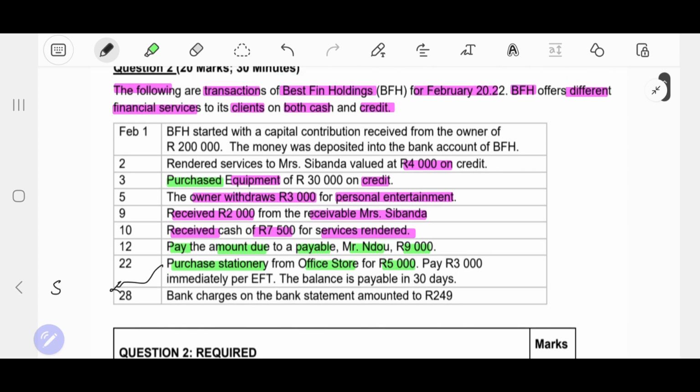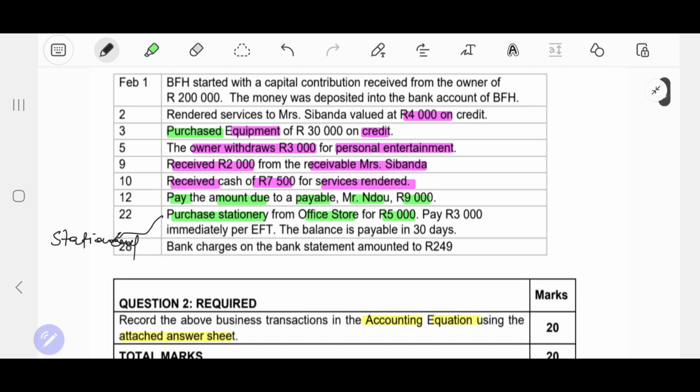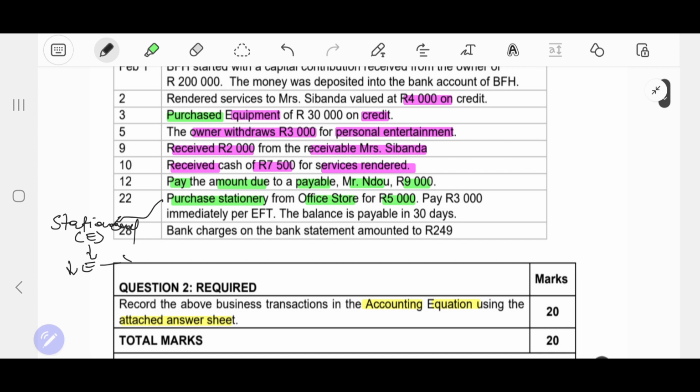So you'll say, okay, stationery, and then stationery is an expense. So expenses result in a decrease in equity. So that means that they will be debited.